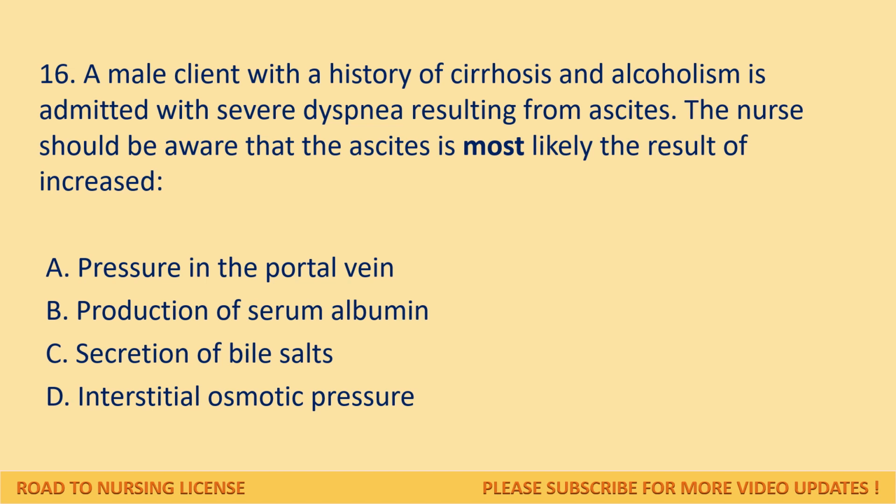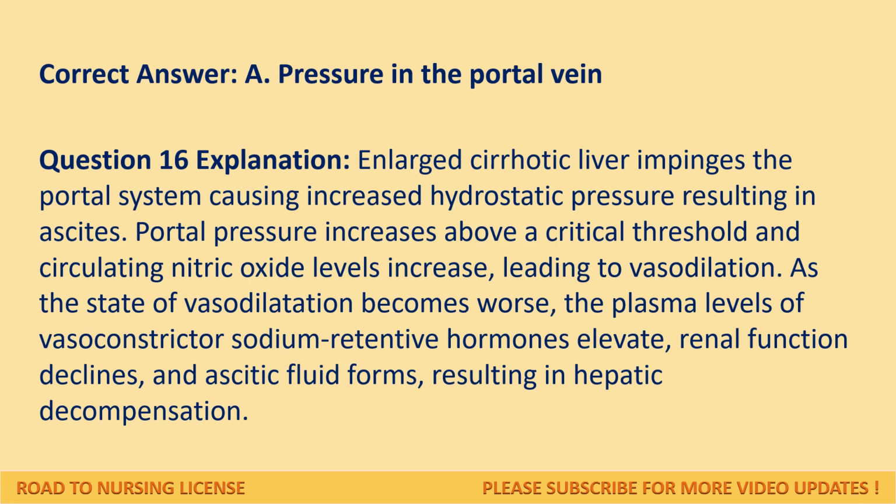Question 16. A male client with a history of cirrhosis and alcoholism is admitted with severe dyspnea resulting from ascites. The nurse should be aware that the ascites is most likely the result of increased A. Pressure in the portal vein. B. Production of serum albumin. C. Secretion of bile salts. D. Interstitial osmotic pressure. Correct answer, A. Pressure in the portal vein.